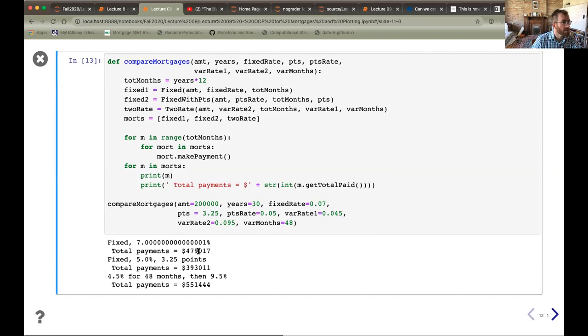So for a fixed rate 7% mortgage, the total amount you'll pay over the 30 years is $479,000. Sounds like a lot, even though you only took out $200,000. Now, by contrast, if you have a 5% rate, which you're able to buy using 3.25 points, you only end up paying $393,000. So that shows that by anteing up a little bit more, you got access to a lower interest rate, and therefore your total payments were less. And finally, we've got our teaser rates for 48 months, then 9.5%. That's the highest of all, even though it looked really attractive, because in the first 4 years, you had lower payments than any of the other mortgages.